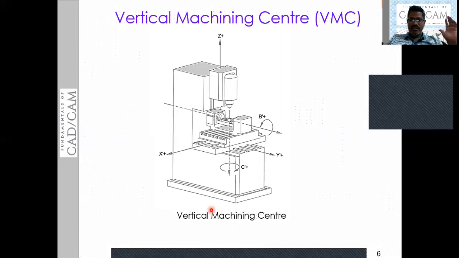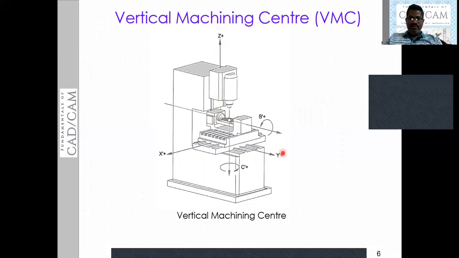So that type of machine you can observe here, the vertical machining center. This is exactly the z-axis on which the spindle is oriented, and along the x-axis, x positive and y positive directions, you can move the table. That means the table can move along the x-axis, x positive or x negative direction, and the work can also be oriented towards y positive and y negative directions. But basically the tool is oriented along the z-axis in the case of vertical machining centers.